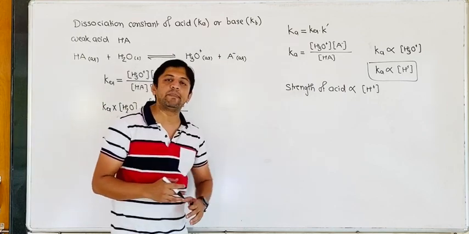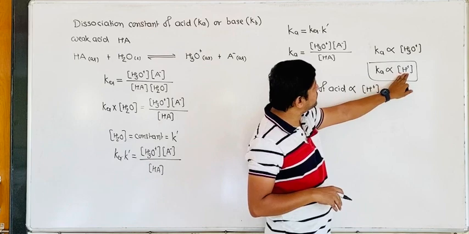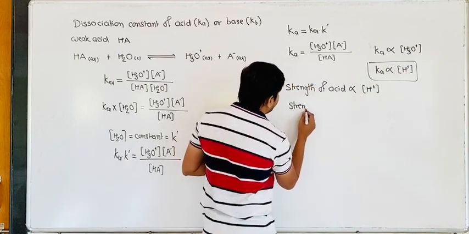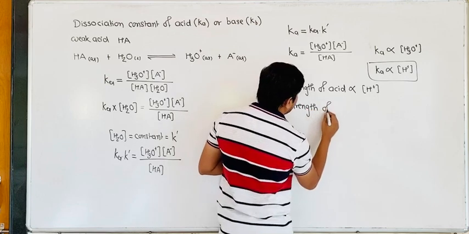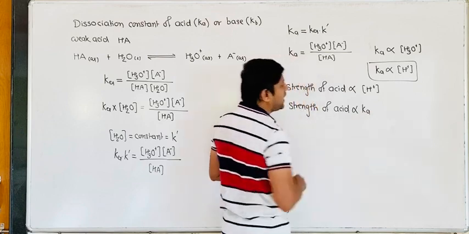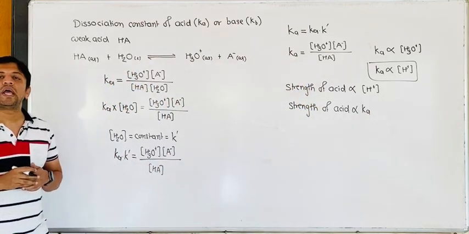Strength of acid is directly proportional to the concentration of H plus ions, and as the concentration of H plus ions is directly proportional to Ka, the strength of acid is directly proportional to Ka. Strength of acid is directly proportional to Ka.